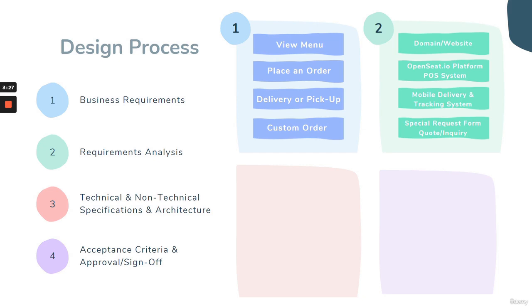In the next stage, requirements analysis, the team breaks down the technical and non-technical specifications for how to build the actual application. In this stage, we consider things such as building a website and buying a domain name, buying a subscription to the OpenSeat.io platform point of sale system, mobile delivery and tracking system within OpenSeat.io e-commerce platform, and also special request form, quote, or inquiry for custom order. As you can see here, these are the technical details of the actual mobile application in terms of where it's going to be hosted, how it's going to be displayed, and what technology is involved in creating this application.